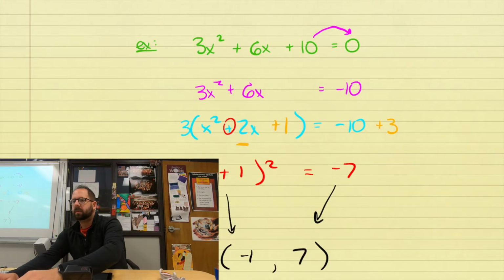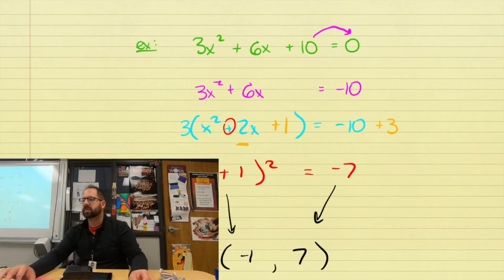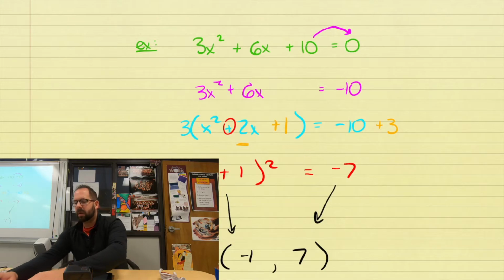So we go to Desmos. I'm going to type this in just so you can see the graph. I'll just share it with you right now so everyone in the room will be able to see it. What is that? 3x squared plus 6x plus 10.